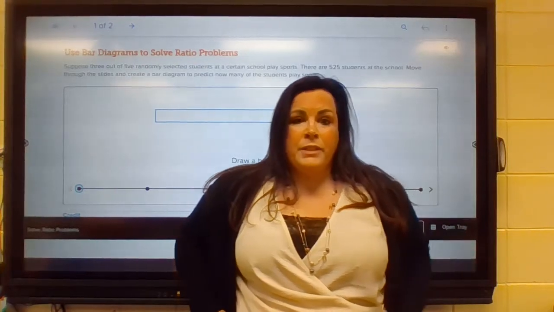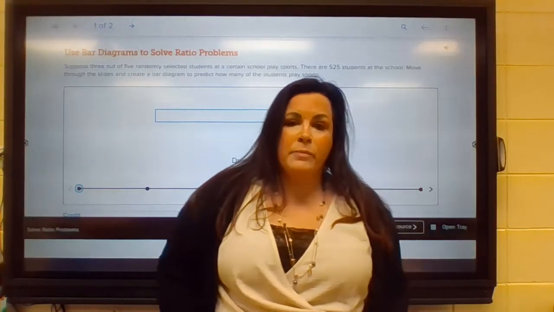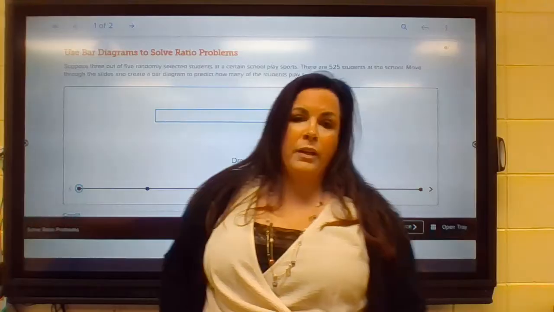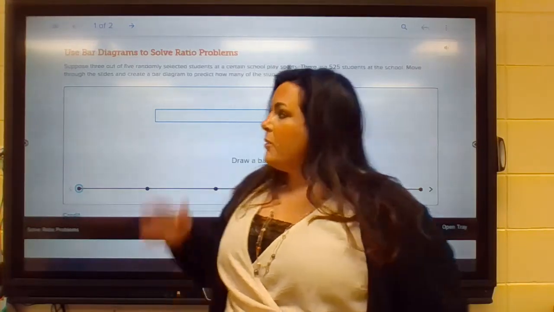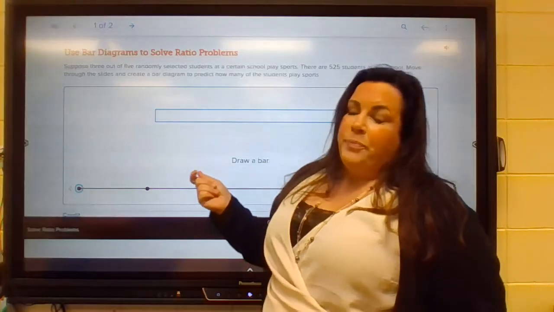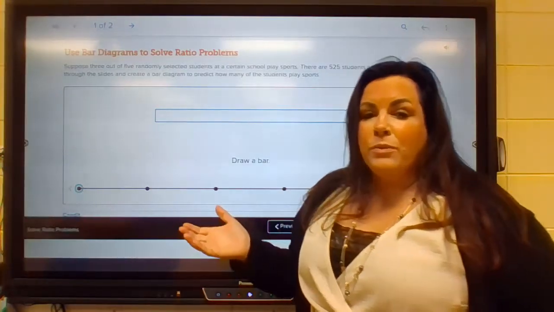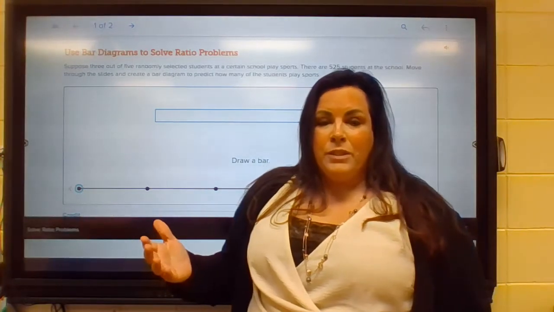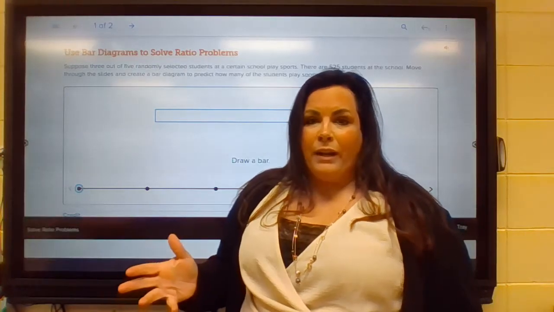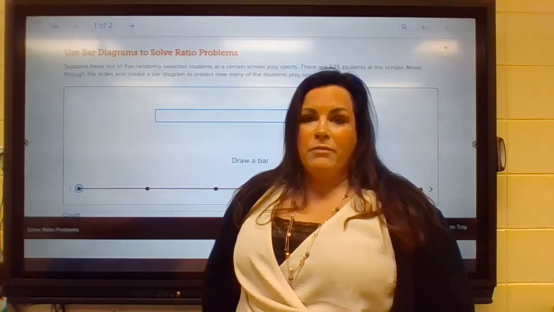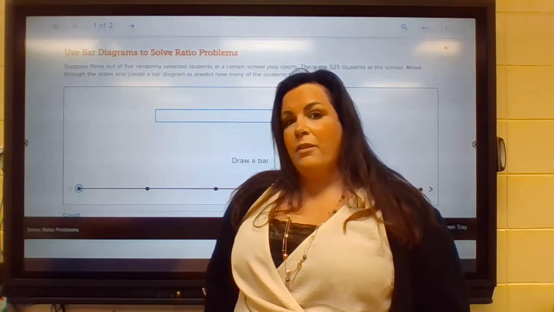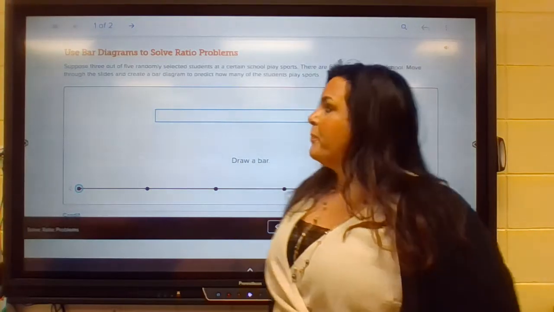Hi everybody, today we're going to talk about solving ratio problems. So we are on lesson 1-5, module 1, lesson 5. Let's jump in. We've talked about how to find equivalent ratios using tables and graphs. So we're going to continue that now with looking at problems and finding equivalent ratios and finding missing values.